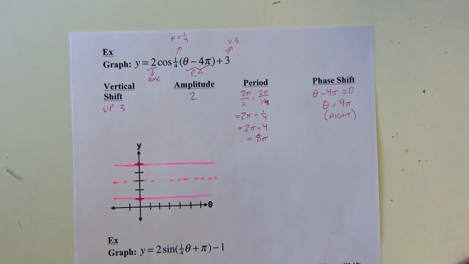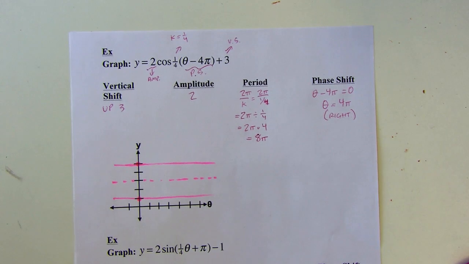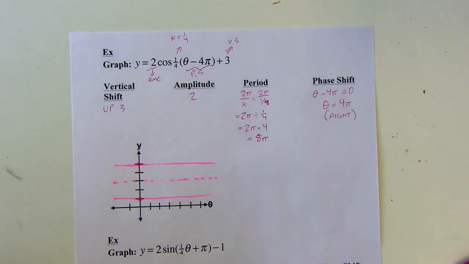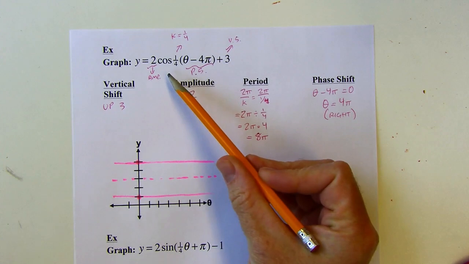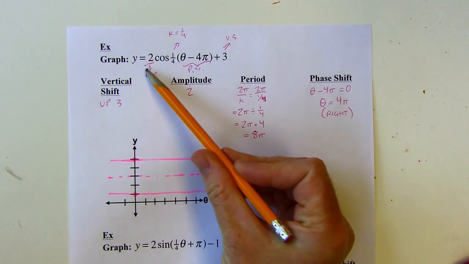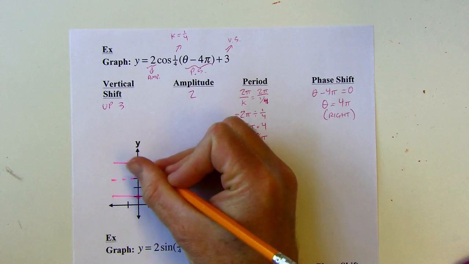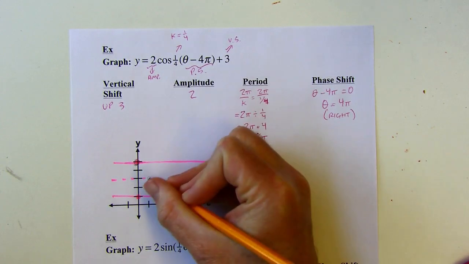I just need to stay on those 3 lines for my critical points. Okay. So next up, I'm going to do the ghost. So I'm thinking cosine, and there's no reflection because there's no negative out there. So cosine, you need to know the parent graph.